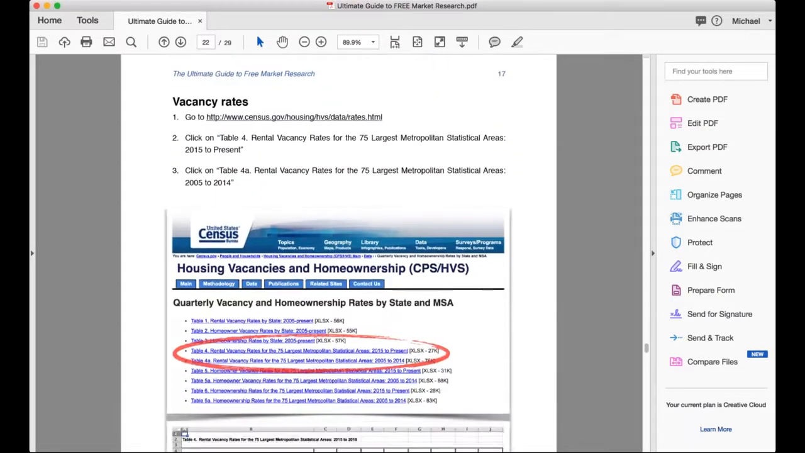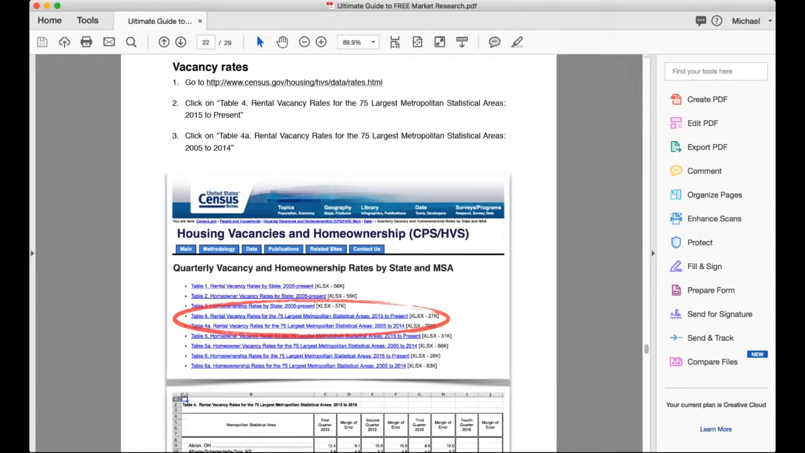And then the big one, a key indicator, is obviously vacancy rates. This one took me a little while to find, but this is huge. It's very important to figure out what the vacancy rates are and where they're trending in your market.